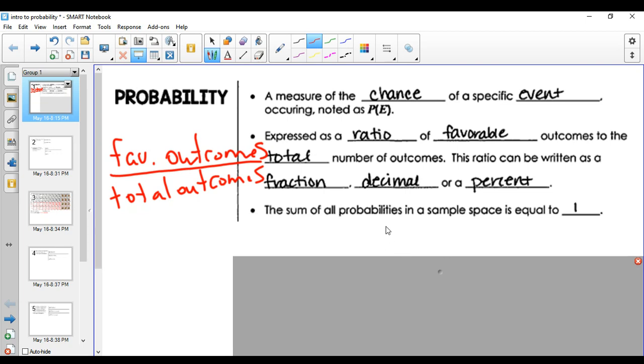Okay, the sum of all probabilities in a sample space is equal to one whole. And we'll come back to this word sample space in another lesson a little bit later in the module.